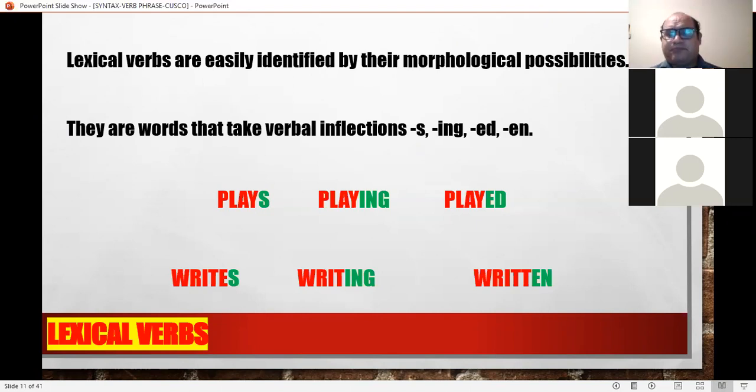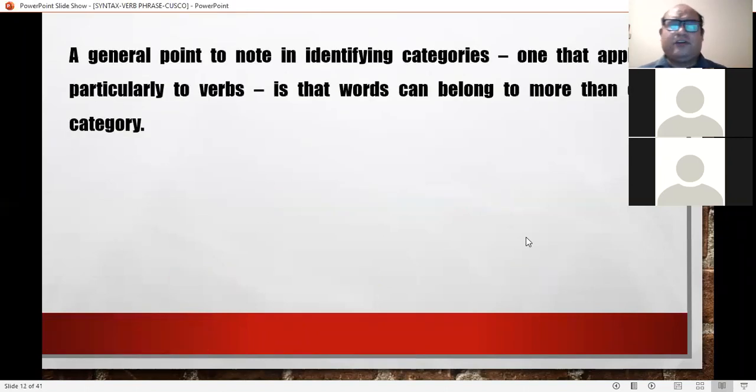All right? Okay, now we have to continue with the other one. A general point to note in identifying categories, one that applies particularly to verbs, is that words can belong to more than one category. This is so important to know because sometimes we use one word and we just know, yeah, this word is a verb. But in English, remember, one word can have different functions. One word could be a verb, an adjective, or an adverb.